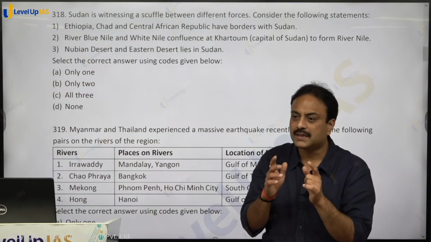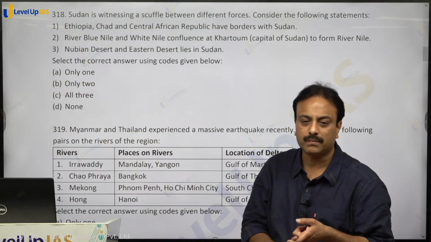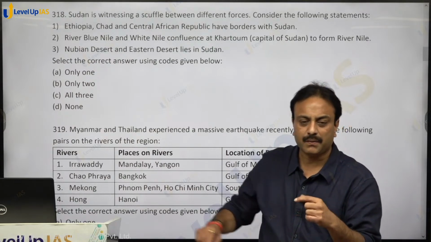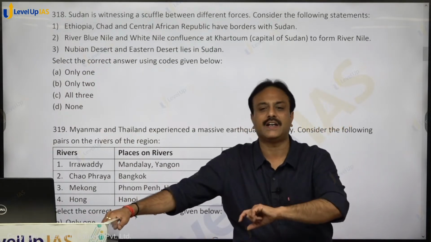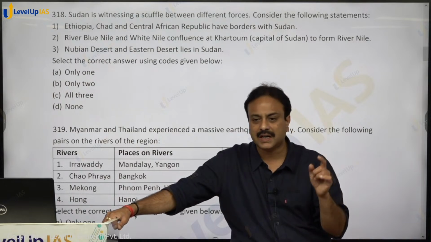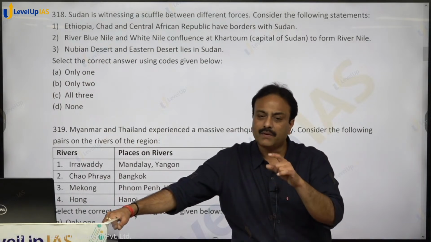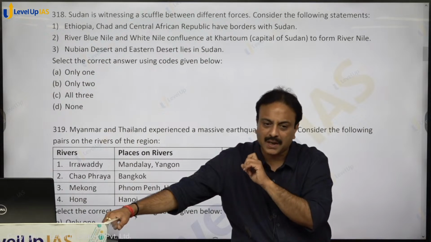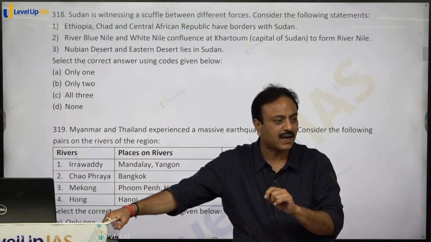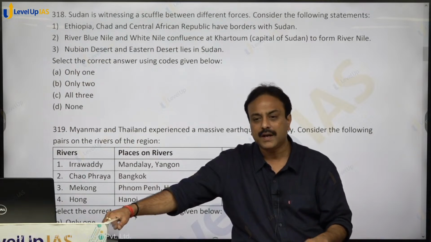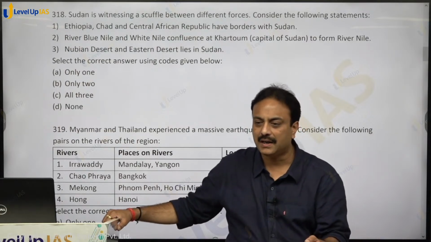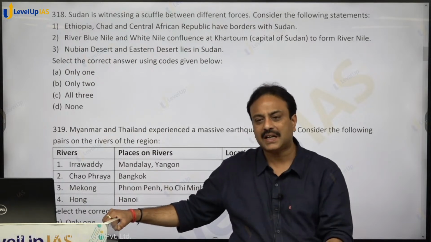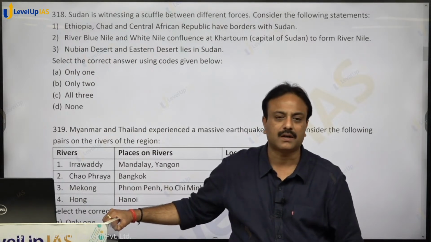And both these rivers confluence at Khartoum. And from Khartoum, the river is called Nile. Before that, it is called Blue Nile or White Nile. After that, another river from Lake Tana, called river Atbara, also joins river Nile. Atbara is also a place in Sudan. River Atbara joins river Nile at a place, and that city is also called Atbara.